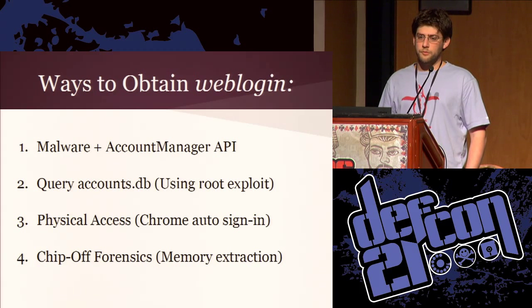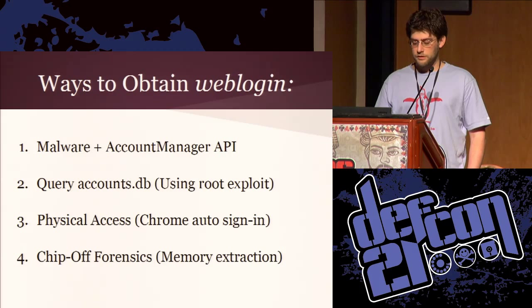If you can deploy a root exploit successfully, you've got access to the accounts DB, session identifiers are in there, everything you need to get UberAuth and WebLogin tokens. Also, of course, if you have physical access to the device, even if it's just momentary, the Chrome browser has this nice little insecure feature called auto sign-in.